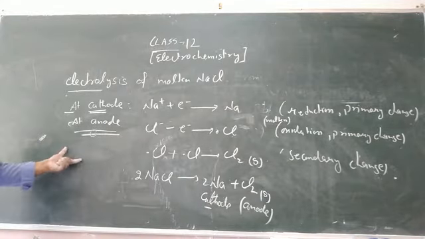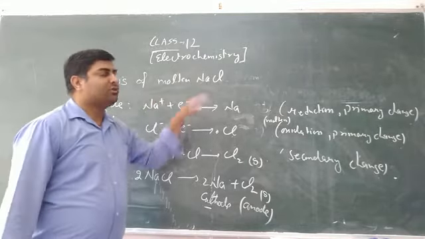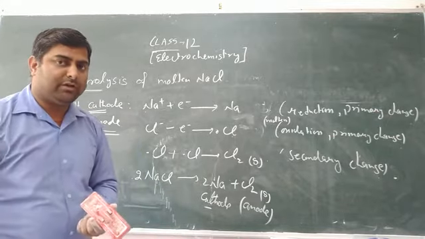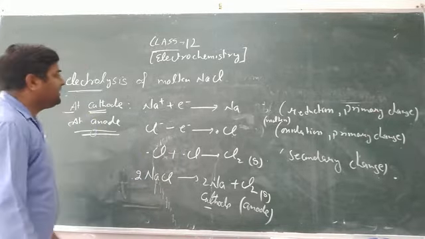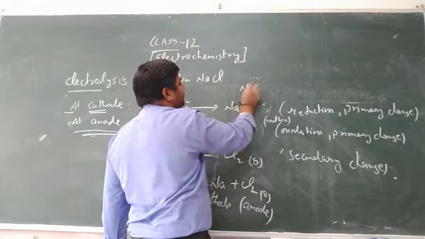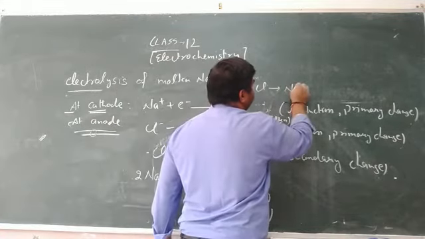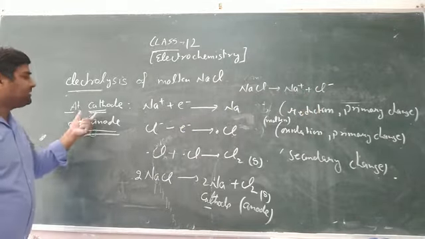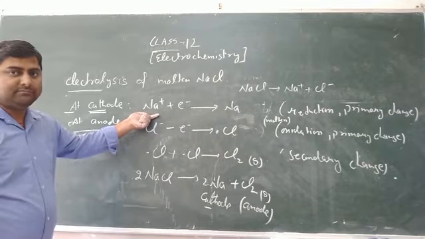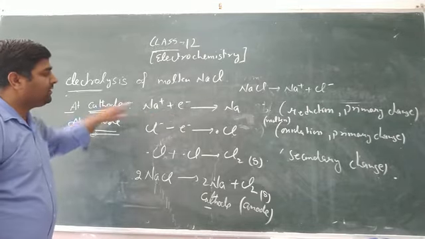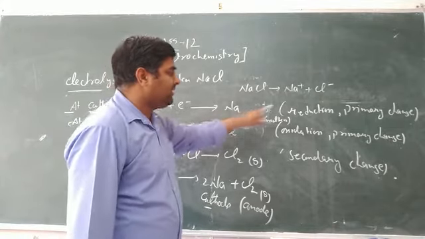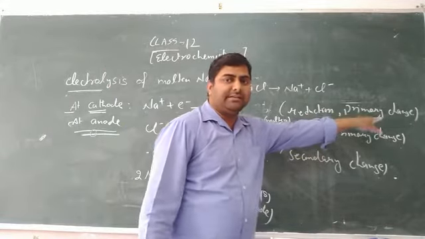Let us discuss the electrolysis of NaCl, that is molten sodium chloride. Keep in mind, molten sodium chloride does not contain water molecules. NaCl, when it dissociates, forms sodium ions and chloride ions. The sodium ions, since they carry positive charge, move towards the cathode, gain an electron, and get neutralized. We get molten sodium: reduction, primary change.